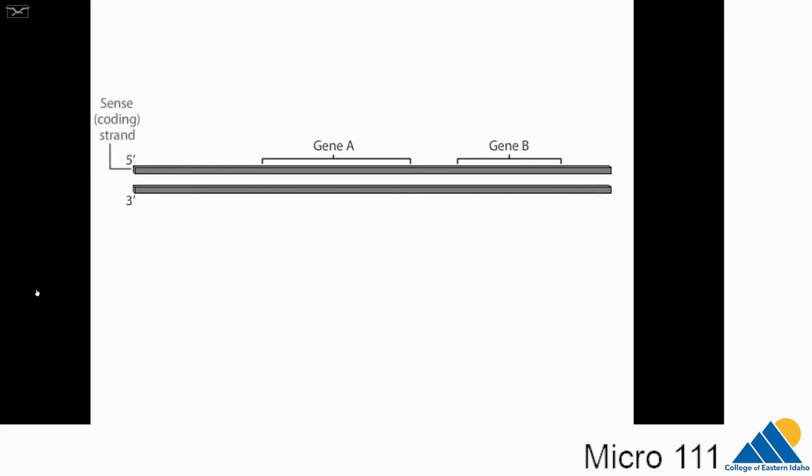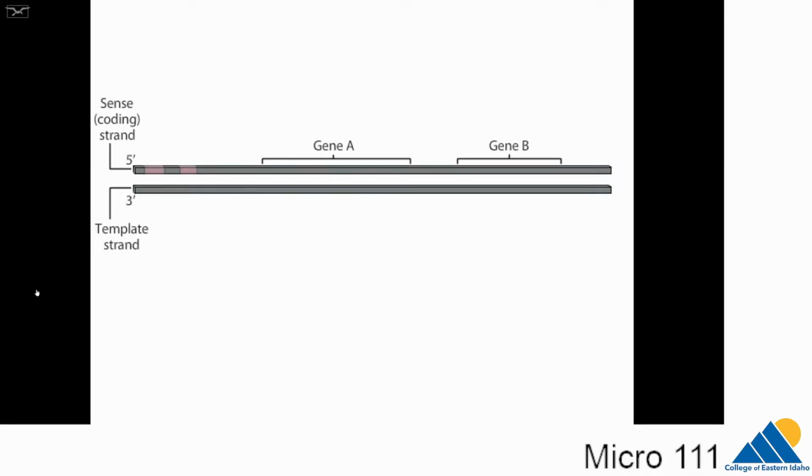One DNA strand is the sense or coding strand. It contains a base sequence identical to the mRNA produced from the operon, except that DNA contains the base thymine in place of uracil. The opposite strand is the complementary template strand.